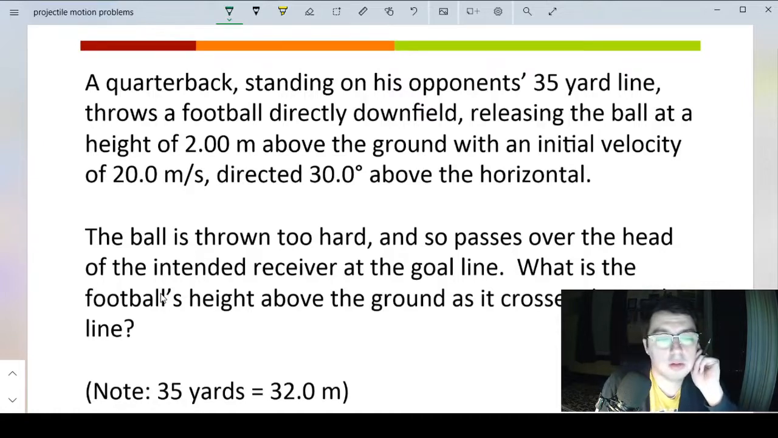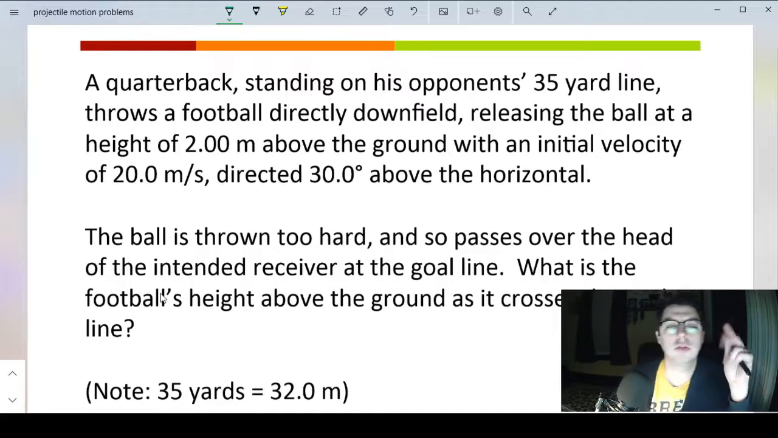The quarterback throws the ball too hard, so the pass goes over the head of the intended receiver. The receiver is right at the goal line. So we are told in the context of this problem where the final x location of interest is. We want to know the height above the ground as it crossed the goal line where that receiver was. And then I give a little note of conversion that 35 yards is roughly 32 meters. Let's draw a little cartoon of what's going on in this problem.